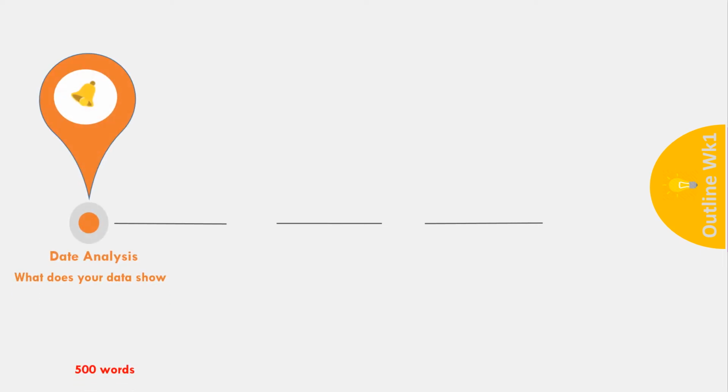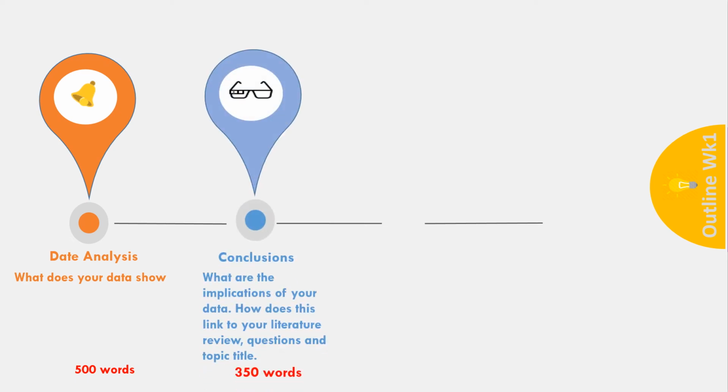This then leads on to your data analysis. What does your data show? Approximately 500 words, trying to link back to your literature review. And your conclusions, again, what are the implications of this data? How does it link back to your research questions? And how does it link back to your topic title? Approximately 350 words.